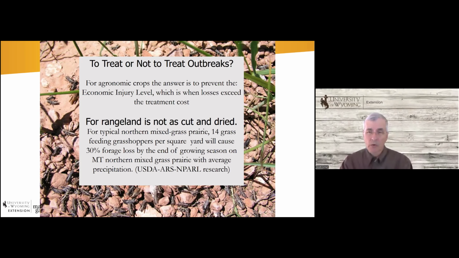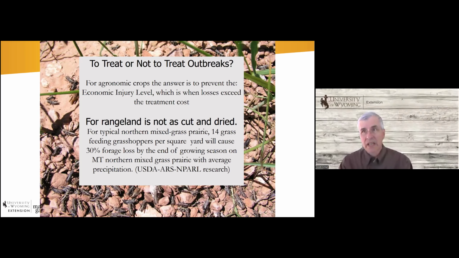studies have shown about 14 grasshoppers, the kind that feed on grass. Surprisingly, there are some that are not grass feeders. Per square yard will cause about a 30% forage loss by the end of the growing season on that northern mixed grass prairie with average precipitation. If you have a dry year, remember your production goes down, the grasshopper consumption stays the same. So it might be approaching 50%.